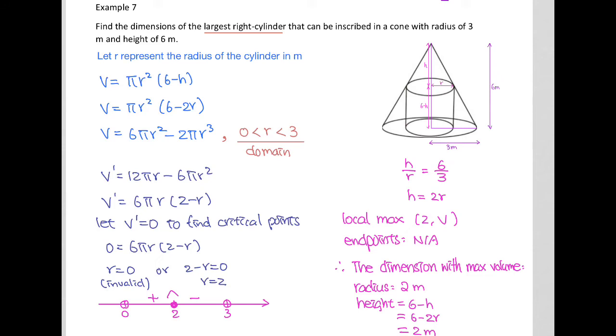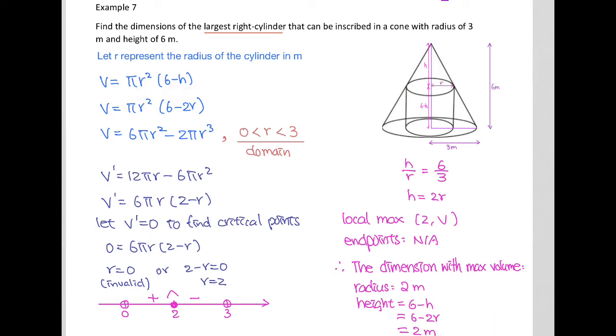So let's label the radius as r, and because I say this part is h, the height of the cylinder becomes 6 minus h. Because the question wants us to find the largest right cylinder, we are trying to maximize the volume. So our equation is the volume of a cylinder, which is the area of the base, a circle, times the height of the cylinder, 6 minus h. And then we see there are two variables, which is not allowed. That means we have to replace r with h or h with r.